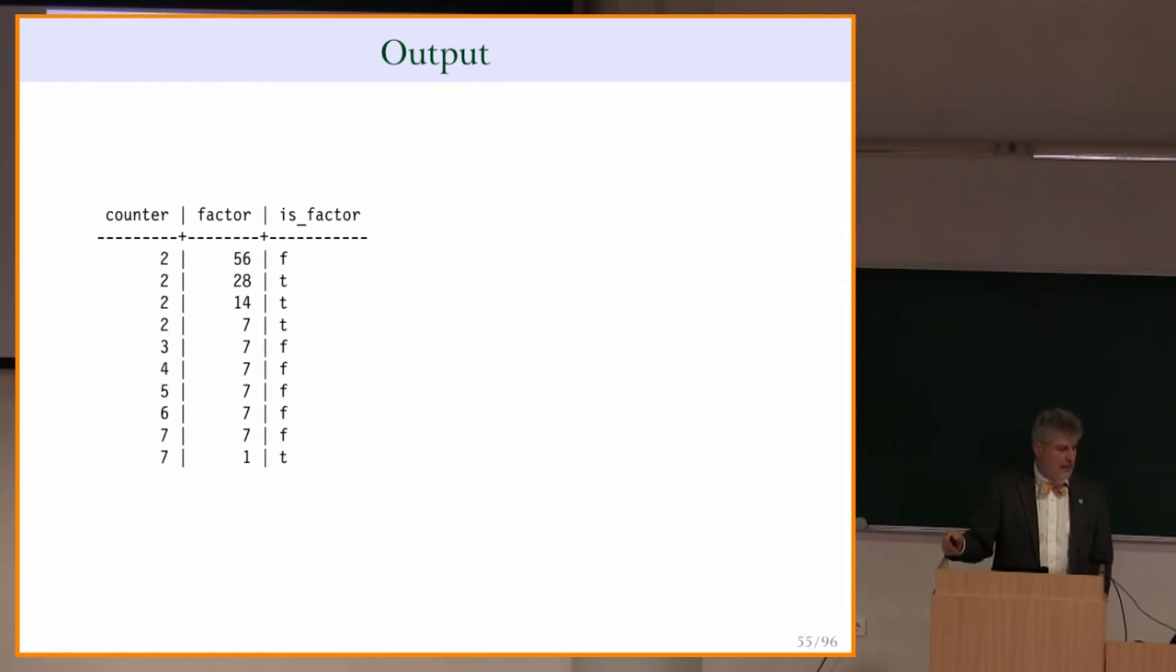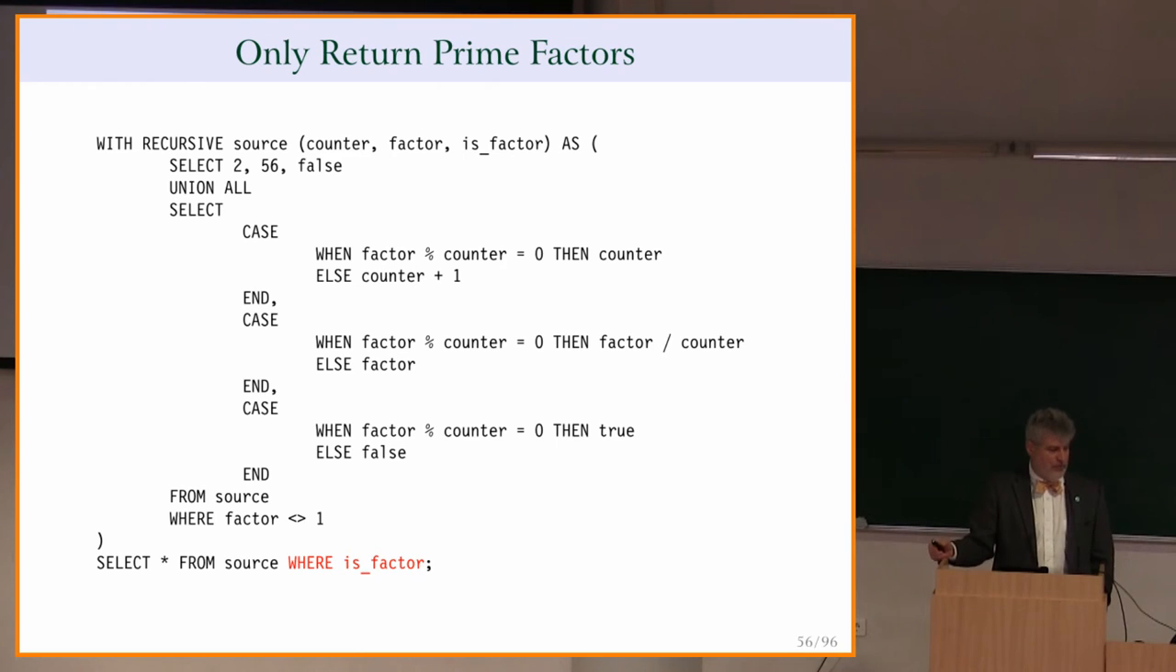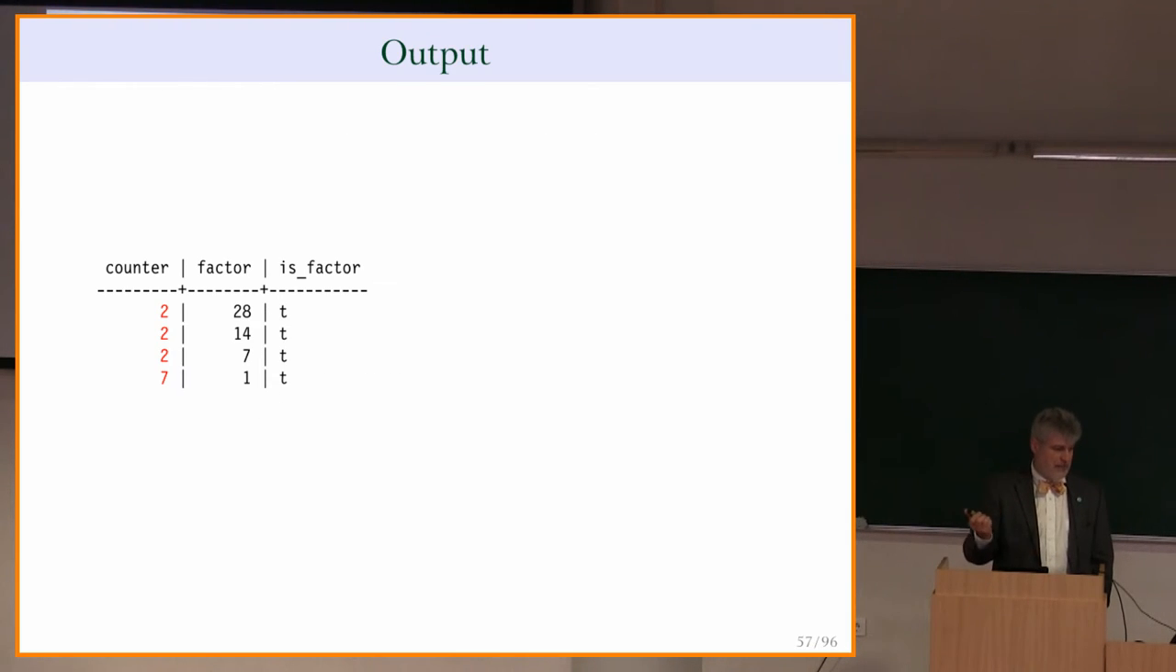Okay? That might be too much output for you, so if we say, just show me the factors, don't show me everything else, I actually get this. The prime factors of 56 are 2, 2, 2, and 7. Okay?